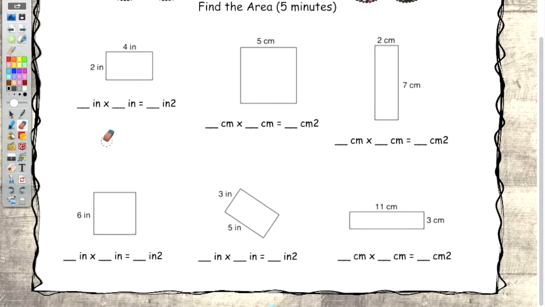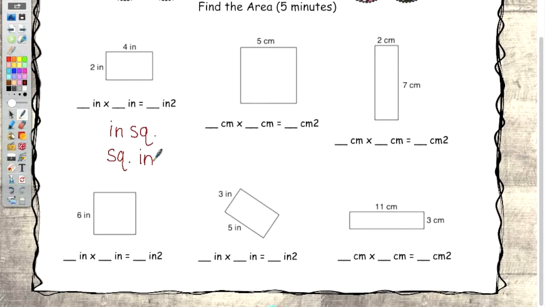So let's keep thinking here. Emily, the 2 at the end. You got it. It's the 2 at the end. What does that 2 mean? Square. That means inches squared or square inches. And that's the only way I can know for sure it's an area problem.